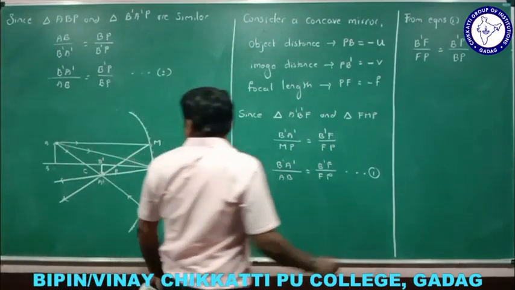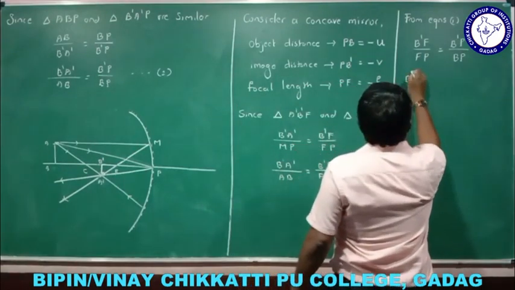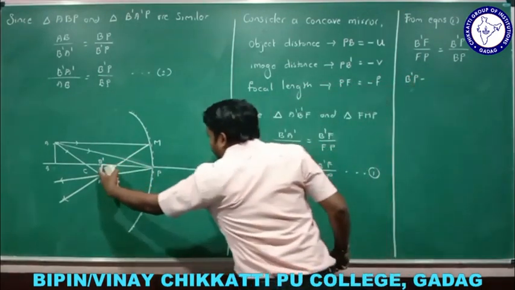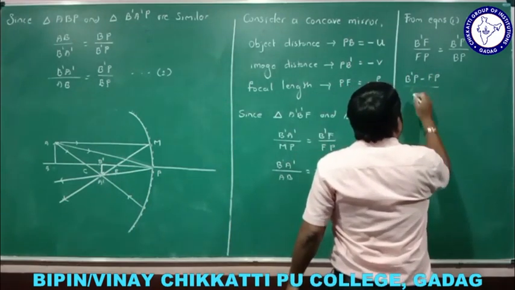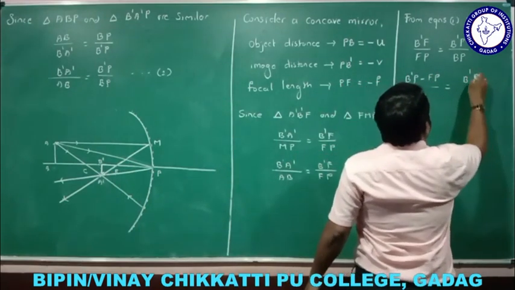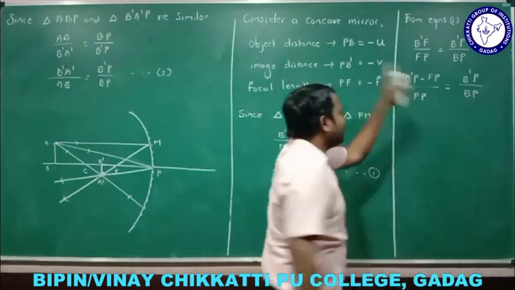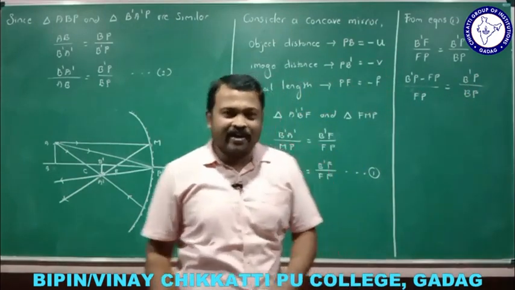B dash F can be written as B dash P minus FP divided by FP, which is equal to B dash P divided by BP. Now everything is related to the pole here, right? Now I can substitute here.